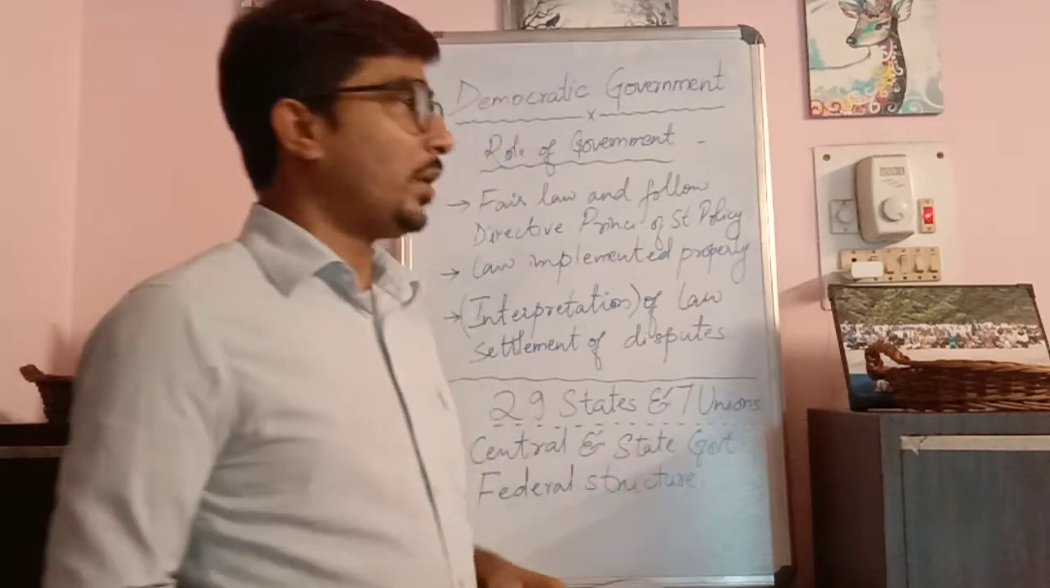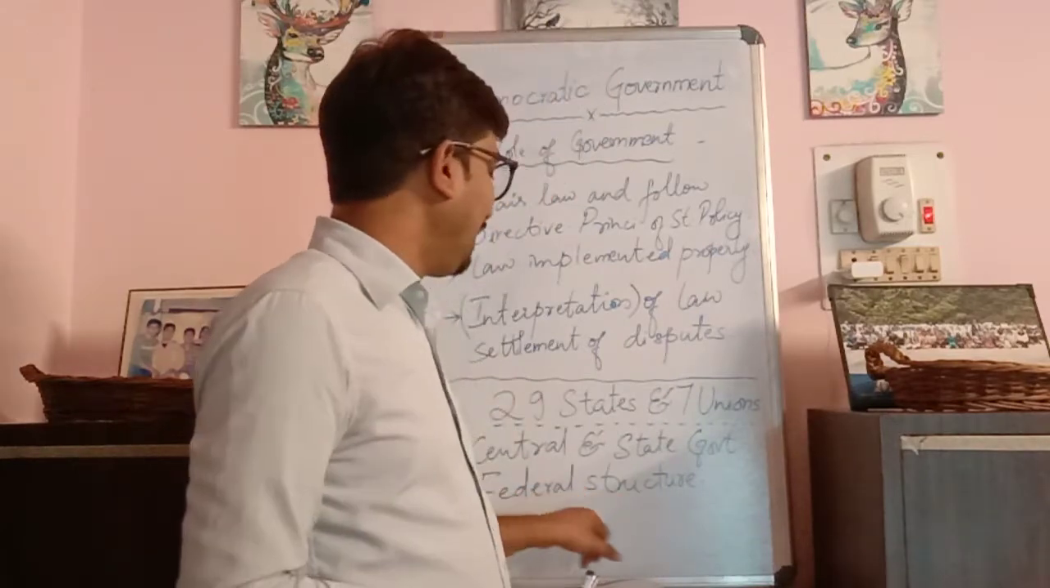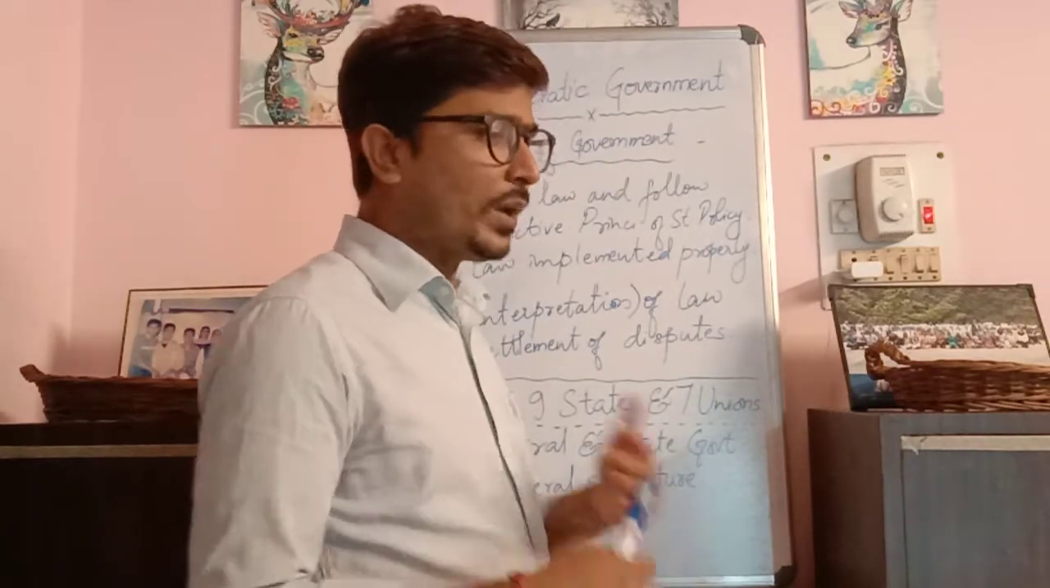And on the other hand, the system of government, the division of government, or the rule of systematically dividing the powers and functions of the government is done by the adoption of a system which is known as the federal structure. Now, what is this? What is the meaning of federal structure?